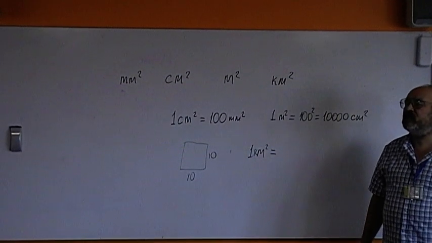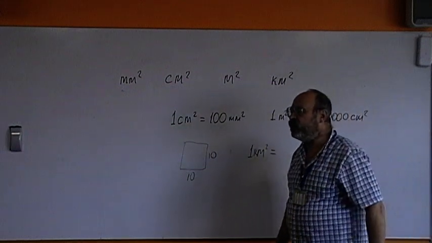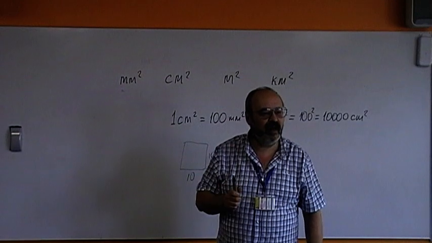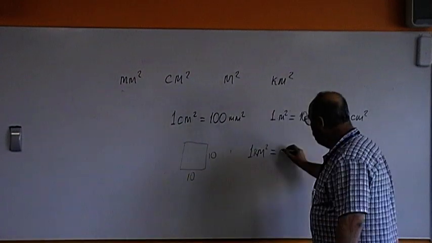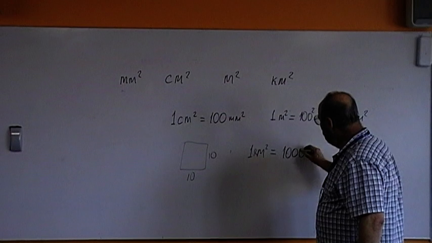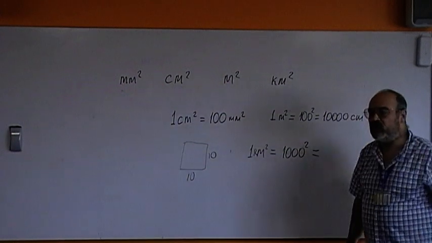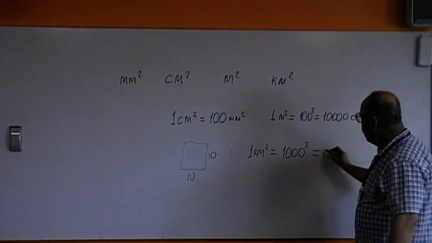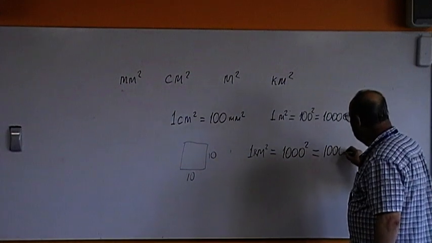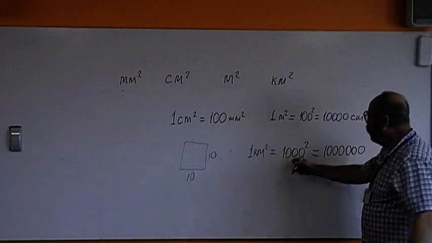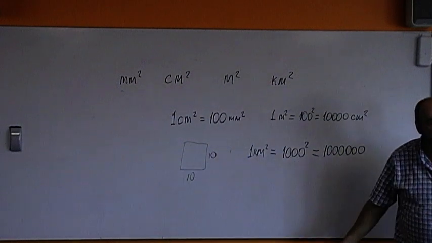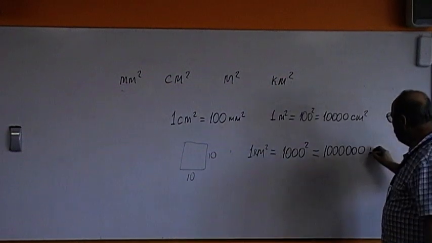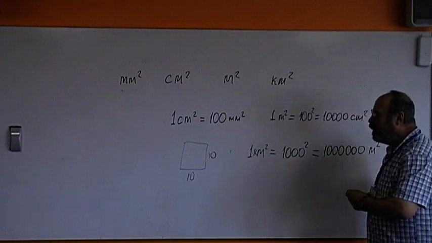So 1 kilometer squared has 1,000 squared meters squared. What is 1,000 squared? 100,000? No, 1 million? 100 million? No, 1 billion? Wait, why? 3 zeros plus another 3 zeros equals 6 zeros, which is 1 million. Oh, wait, that's meters. So much easier.